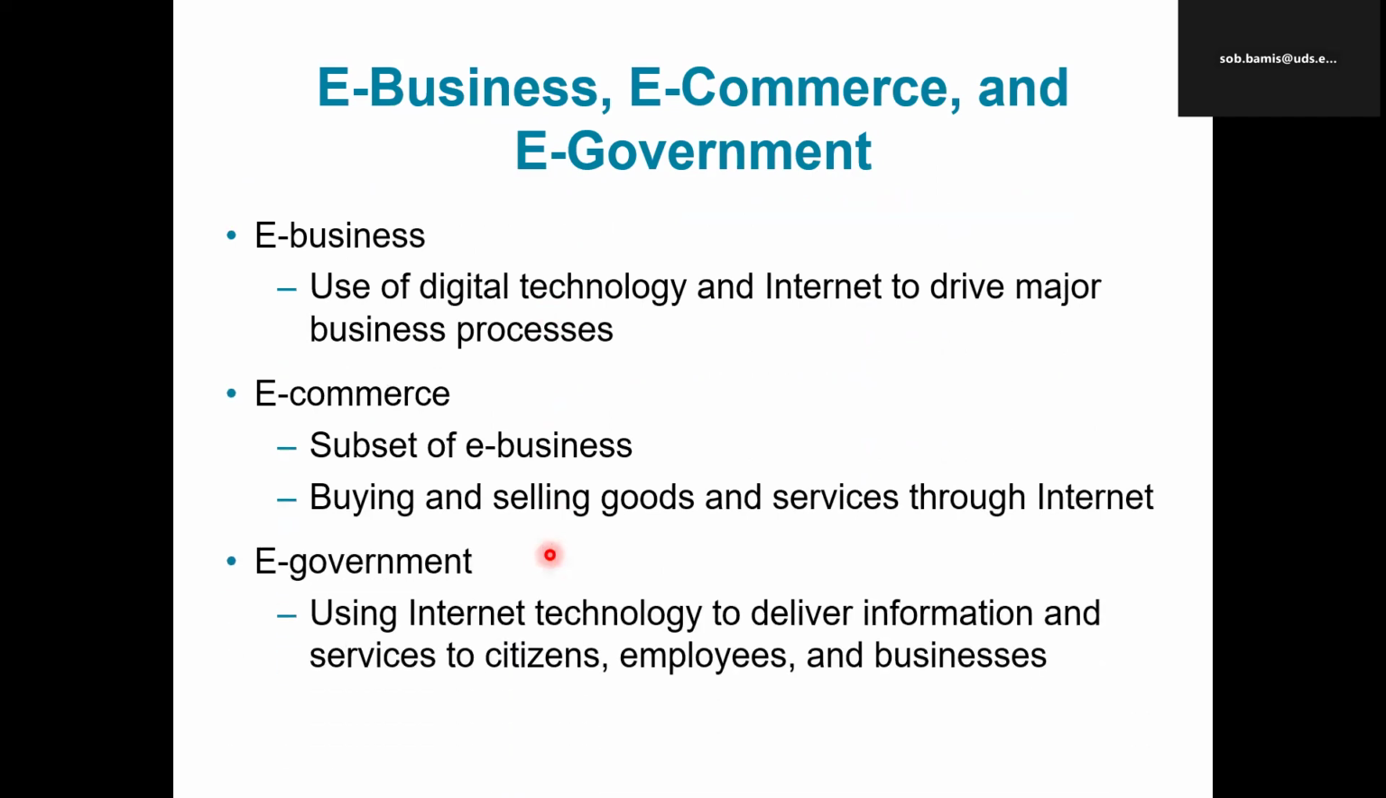So there are certain key terms we have to look at quickly: e-business, e-commerce, e-government. So what's e-business? Using digital technology and the internet to run major business processes. E-commerce is a subset of e-business. And e-government is what? Yes, using internet technology to serve the citizens. Okay.